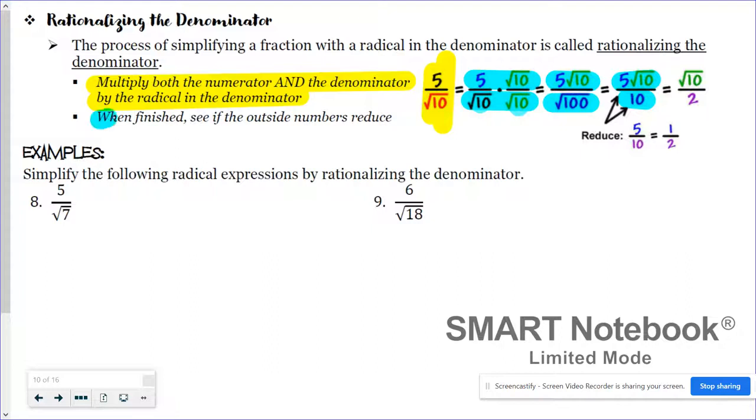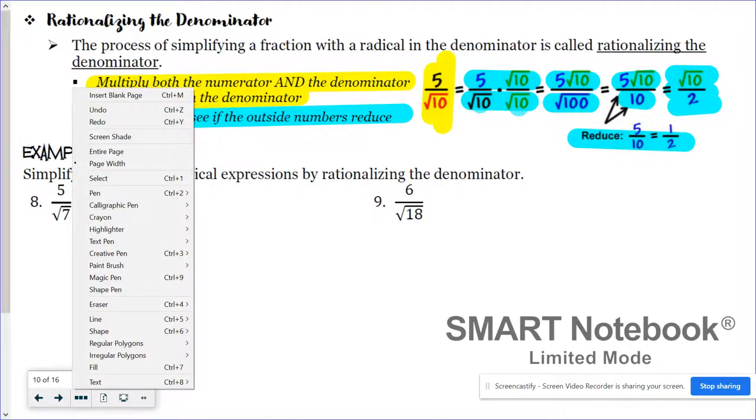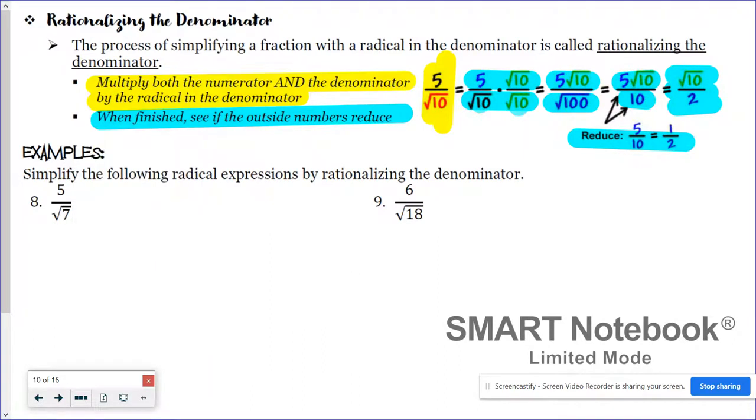Now it says that after I do that rationalizing part, I should see if the outside numbers reduce. So they're talking about the 5 and the 10. They do reduce down to 1/2, so I would do that. So my final answer is the square root of 10 over 2. So maybe pause this, look that over, try 8 and 9, and then unpause, check back in.